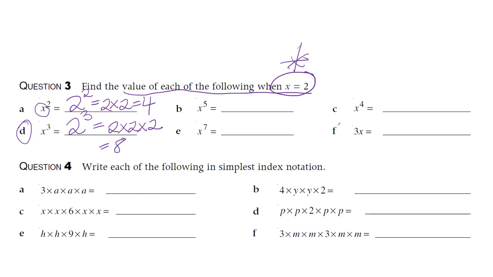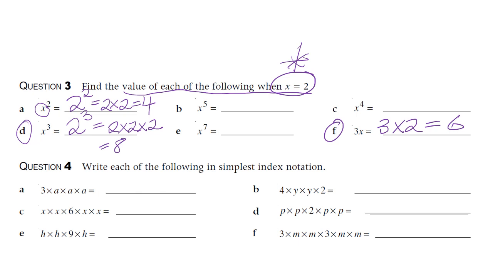Now let's look at F. What does 3x mean? Remember, 3x is the same as 3 times x. So 3x will give you 3 times 2. And what does 3 times 2 equal? 3 times 2 equals 6. Remember, 3 times 2 is not the same as 3 to the power of 2. 3 to the power of 2 is 3 times 3, which is 9.